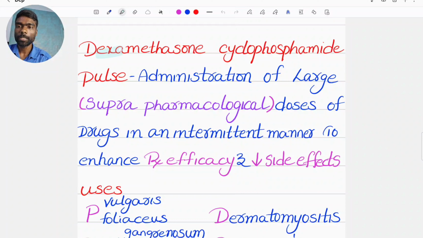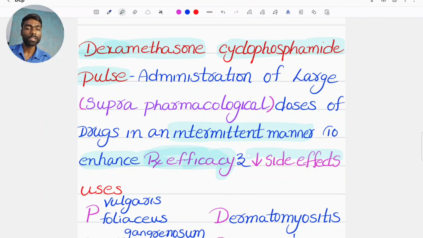Dexamethasone Cyclophosphamide Pulse. Administration of large doses, suprapharmacological doses, huge dosages more than the therapeutic dose at a time, intermittently, and giving a gap. This is done to enhance the therapeutic efficacy, so we give large dosages, and we give a gap period in between the high dosages, that is, we give pulses in an intermittent manner to reduce the side effects of giving daily.